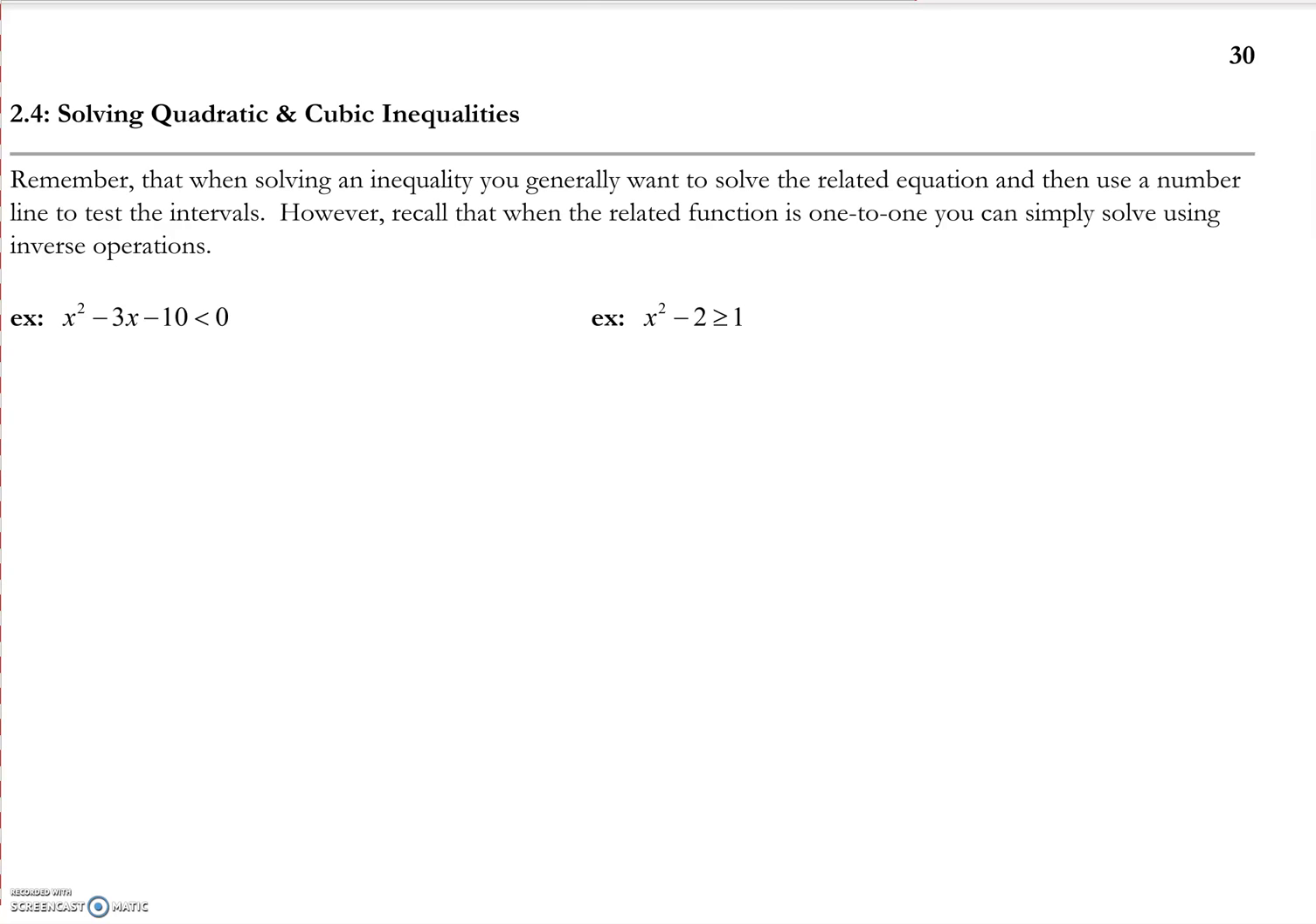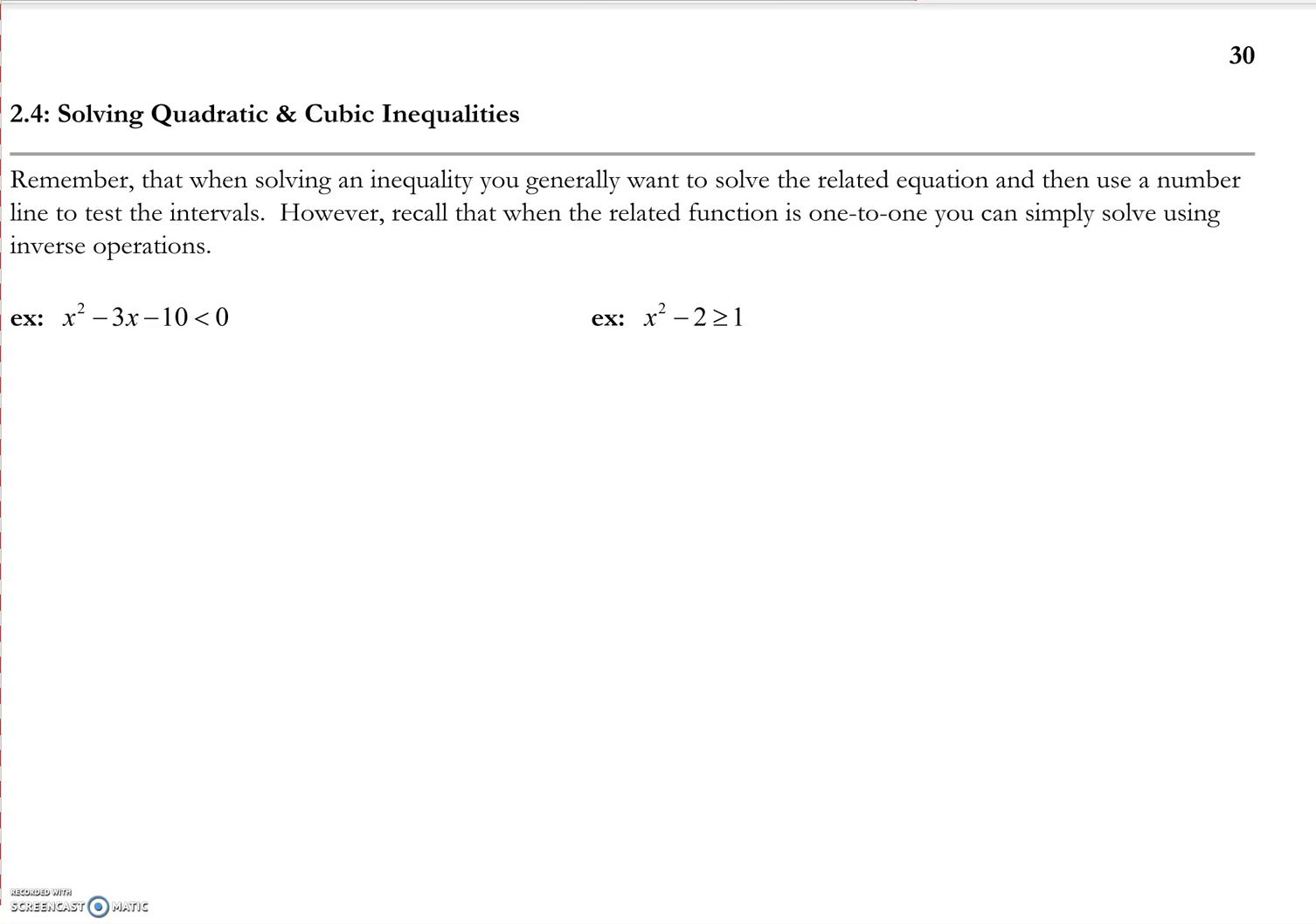Just like remember when we did with our absolute value functions, we would have a function like this, and then let's say we were looking at a line like y equals 5. Sometimes we would be looking above that line for our inequalities, and sometimes we'd be looking below that line. So we would have to test our numbers on an interval to see what our inequality symbols were going to be in our final answer.